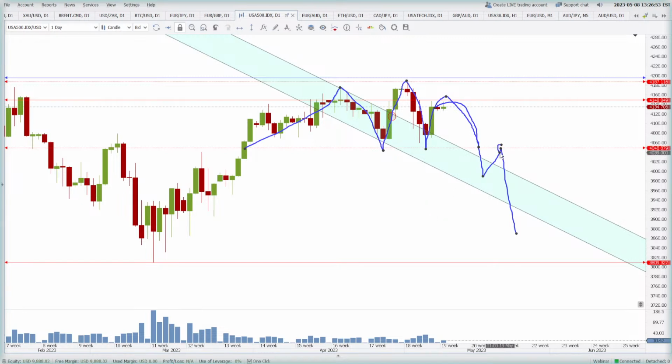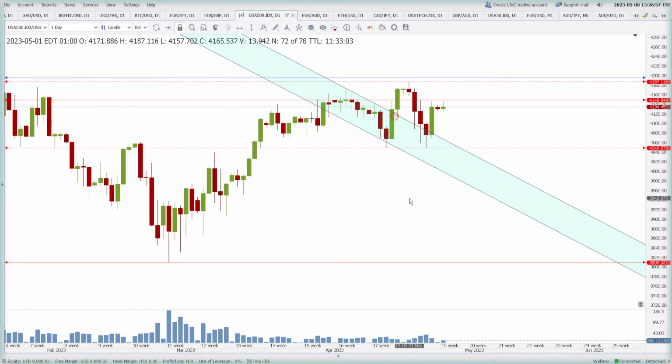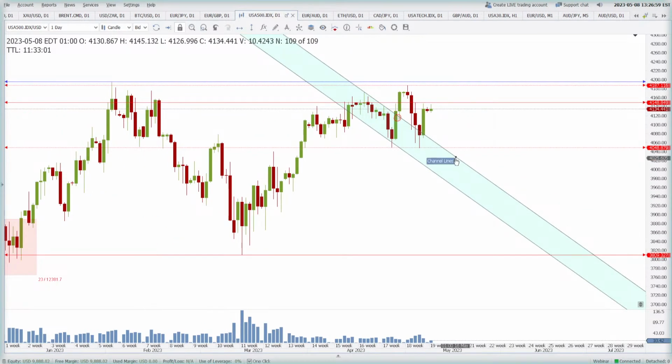So this will be the area where you should be looking for a selling entry. All right, guys, I hope you got what my idea is here. This is what I see is potentially building up here. 4148 now is the resistance, 4048 is the support.